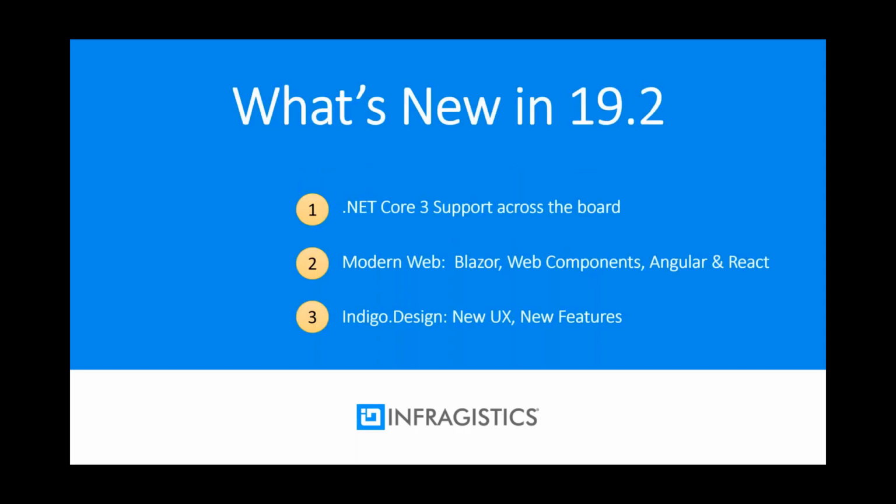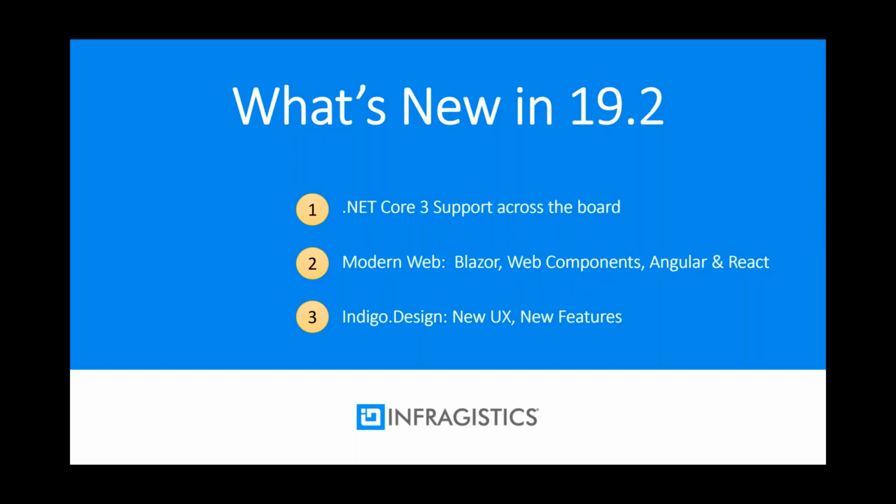So in 19.2, essentially we have three areas that we focused on. The first one was .NET Core 3 support across the board. If you remember in 19.1, we started to talk about .NET Core 3. It was still not released yet. It is officially released. We have been working with the final bits for a while, and so we have support across the board. Brian's going to show you some of that support in WPF as far as some improvements there.